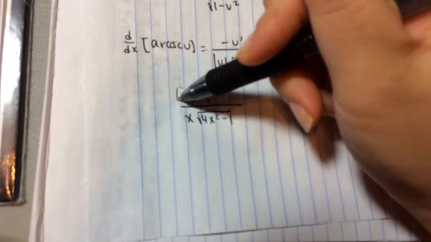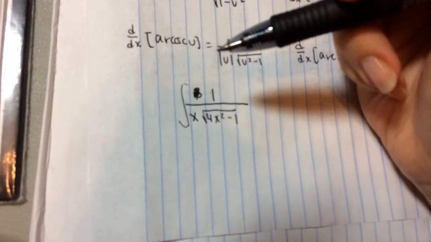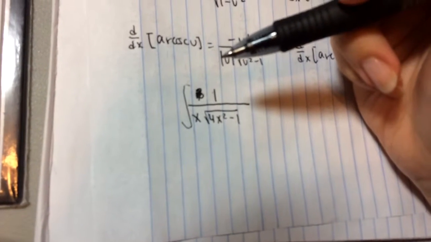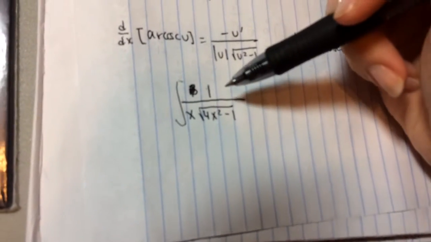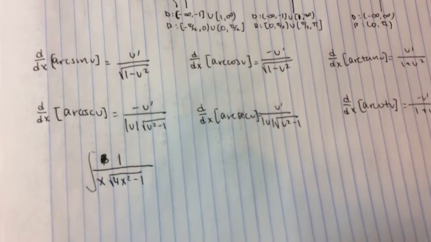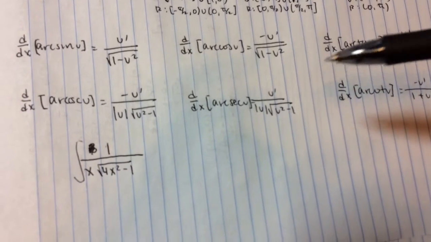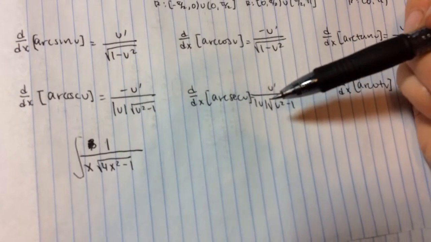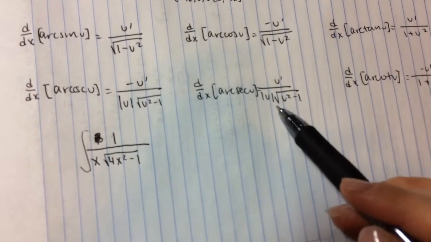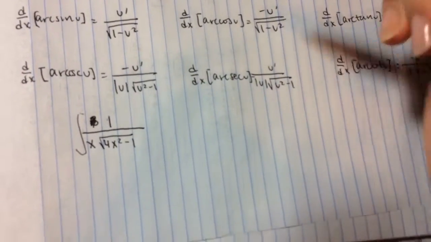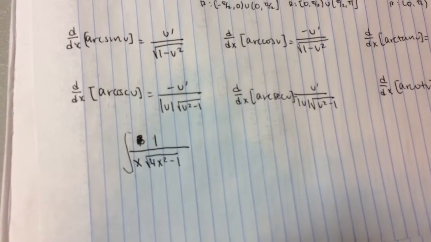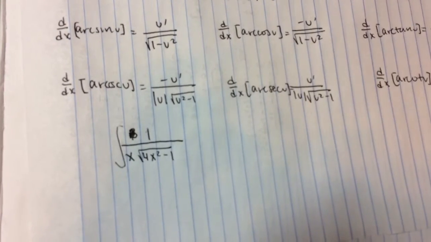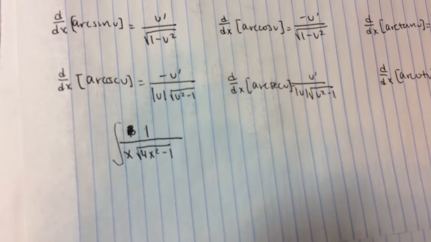Okay, so for example, you have this right here, and you're trying to take the integral. Then you look here, and you match it up to any one of these equations or formulas that you can see a resemblance to. So right now I see a resemblance with secant, so I'm going to try and find the u value, because that's really what makes the arc secant of u.